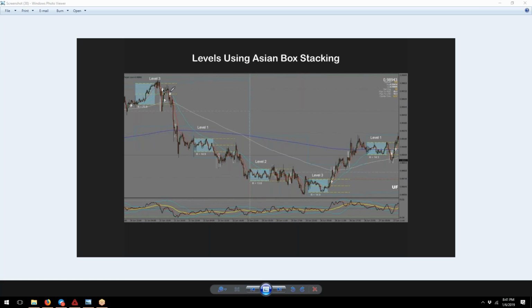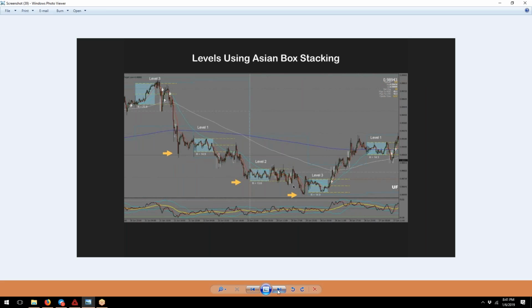The Asian session box is going to help you. Drop, drop, drop. And the same thing goes, rise, rise, rise, if you just go off the Asian session boxes. Okay, can you guys clearly see that? How they're like stairs, the Asian session boxes, correct? There it is right there. Look at the arrows, Asian session boxes.